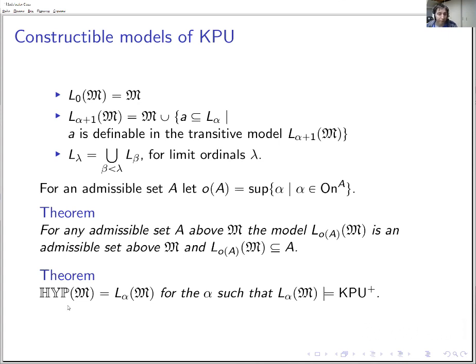And from this, of course, it follows that if you consider the least ordinal such that it's the height of some admissible set, and then you consider the constructible universe up to this level, this will give you the least transitive model over the model M. This level of the constructible universe will contain arbitrarily transitive models of KPU plus over your model M. So this definition of HYP of M will also be correct.